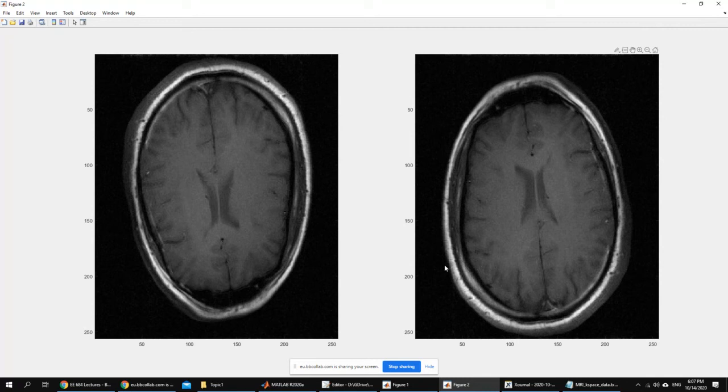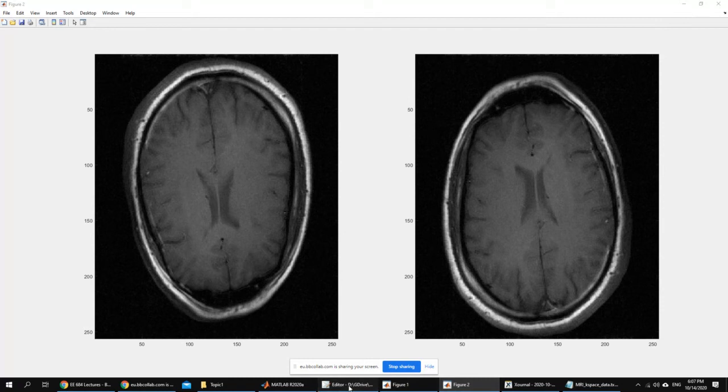Okay, so basically switching the real and imaginary doesn't matter. It will result in a rotation, but it will not affect the quality of the image. Okay.